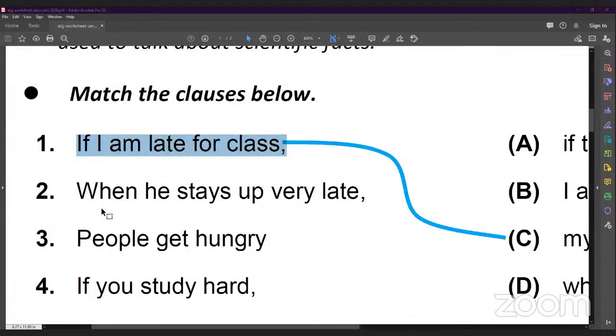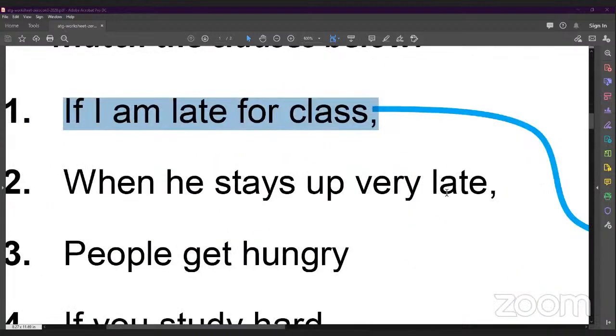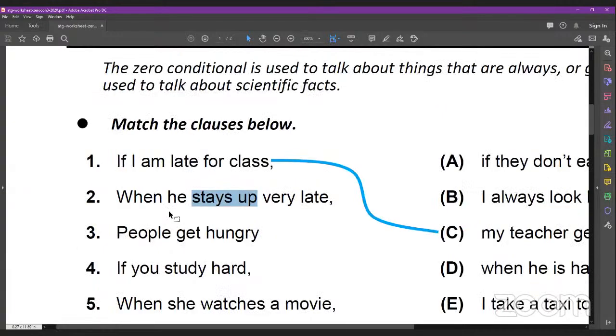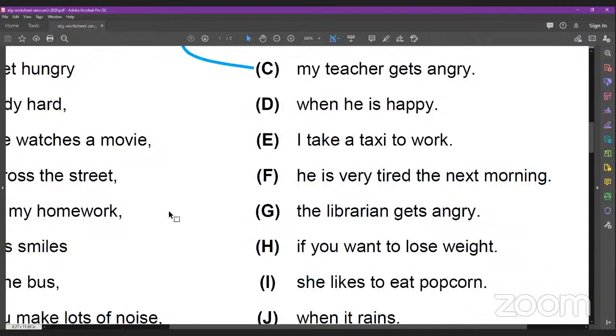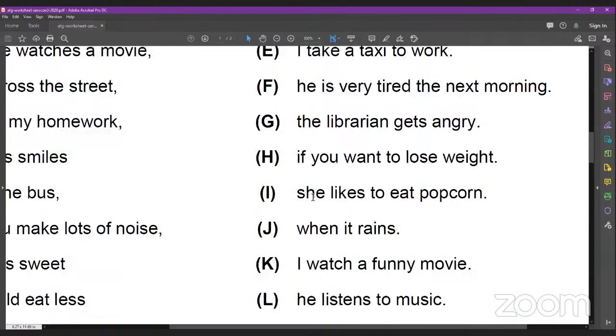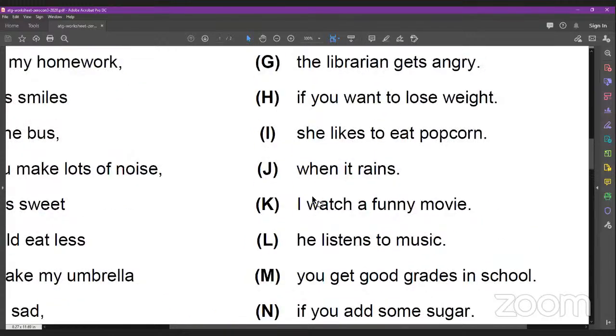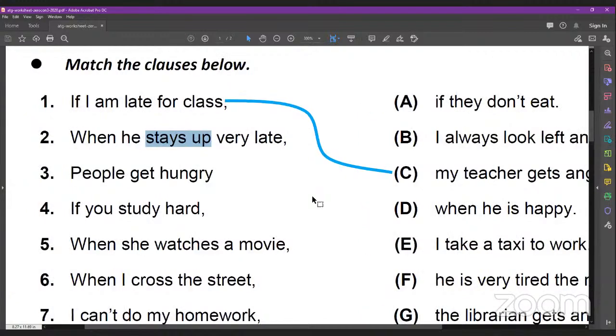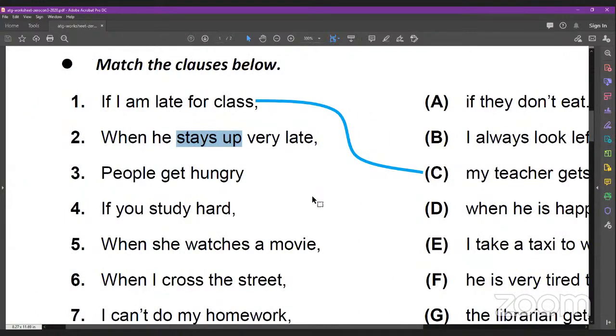Number two, when he stays up very late. Stay up means desvelarse, quedarse hasta muy tarde, por la noche. When he stays up very late, then you look for a good clause for that conditional clause. What could be a good one? So that is your task, to look for a correct clause for when he stays up very late.